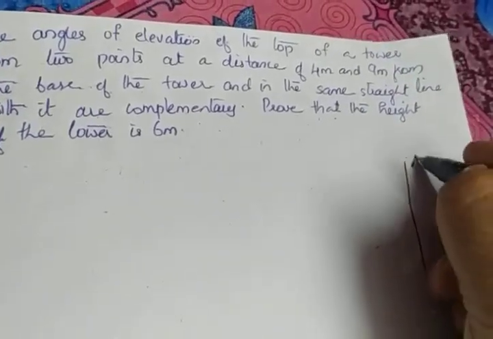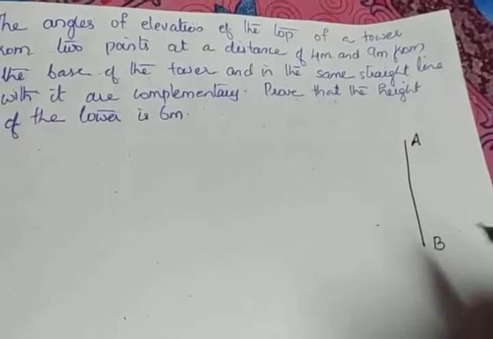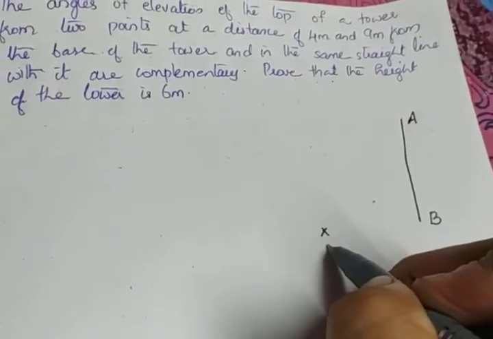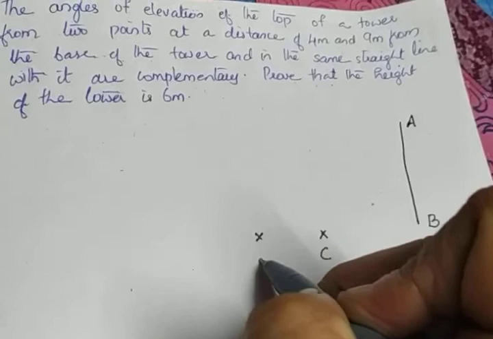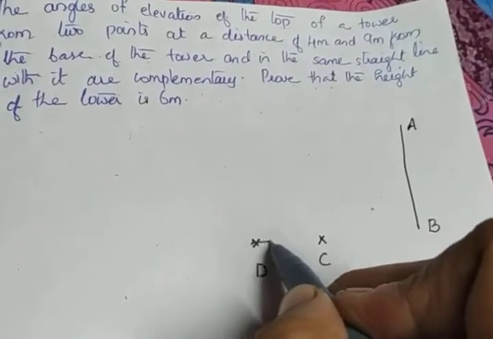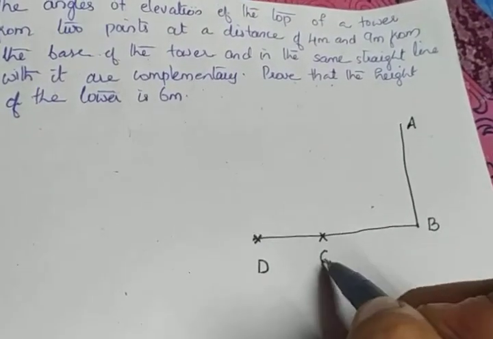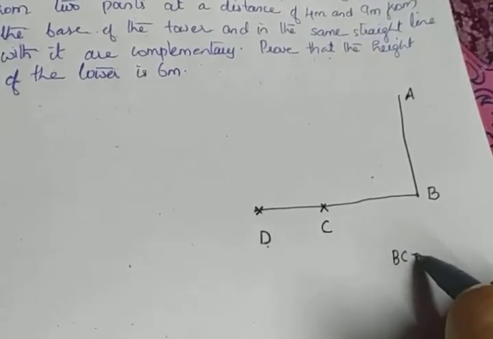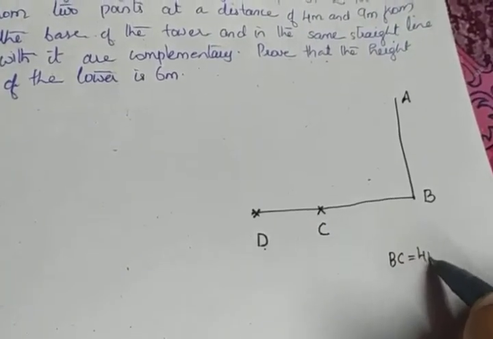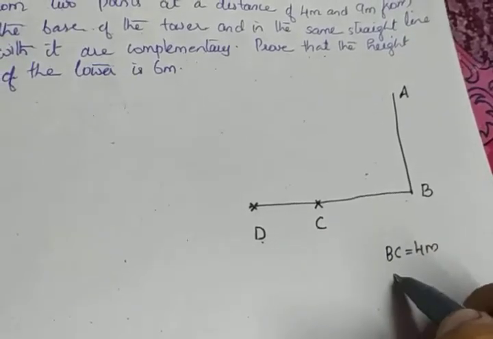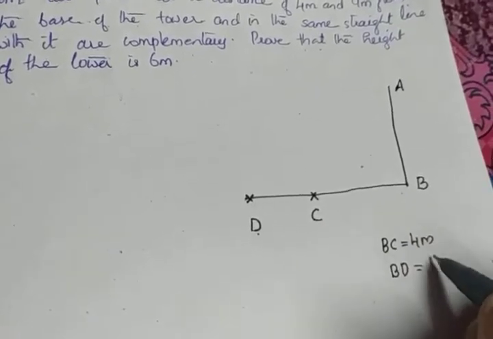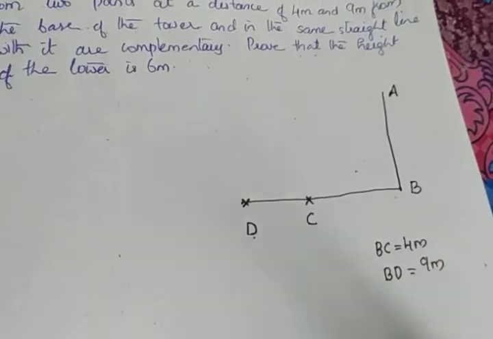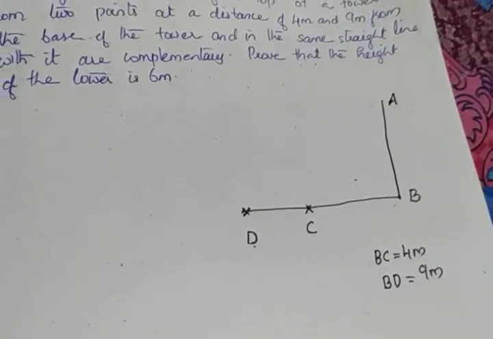Let AB be the tower. Okay, so there are 2 points. Let C be the first point, D be the second point. And B, C, D, the foot of the tower and these 2 points are on the same straight line. And it is given that BC, the first point, is at a distance of 4 meter and BD, the second point, is at a distance of 9 meters. So the length of BD will be 9 meter.